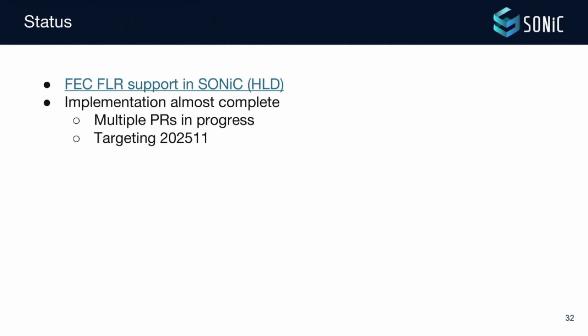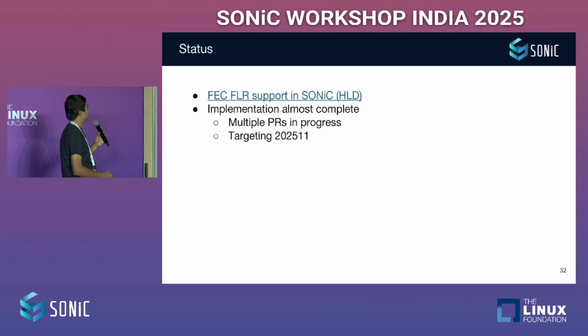So, just talking about the status. We have FEC-FLR support in SONiC. The HLD has already been out for maybe a couple of months, and we had HLD reviews in the L1 subgroup. Implementation is pretty much internally done, so we have to start upstreaming the PRs. We are targeting 2025-11. The BR was targeted for 2025-05 and it was delivered. So we are targeting this for 2025-11 now.